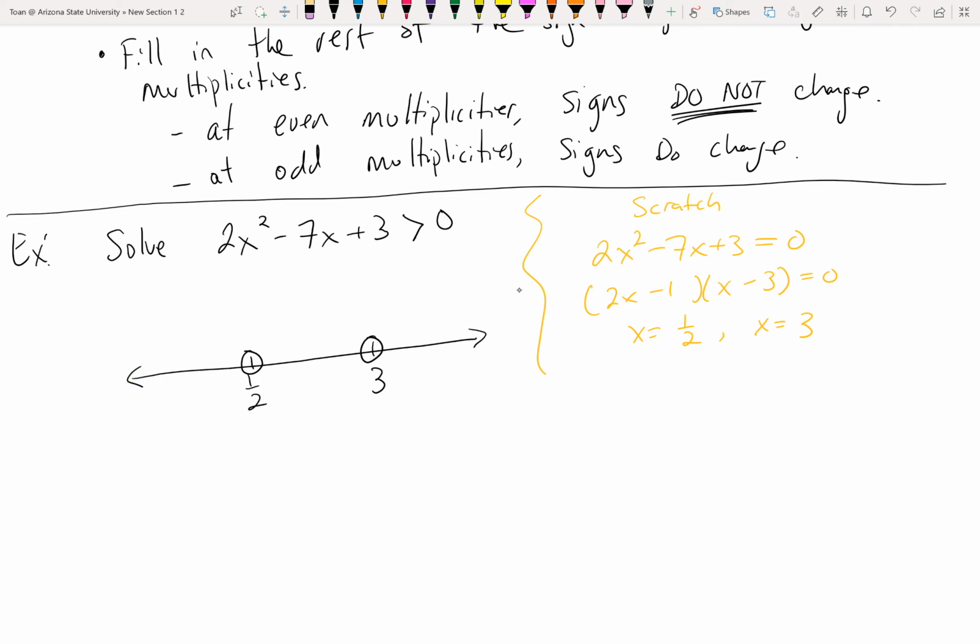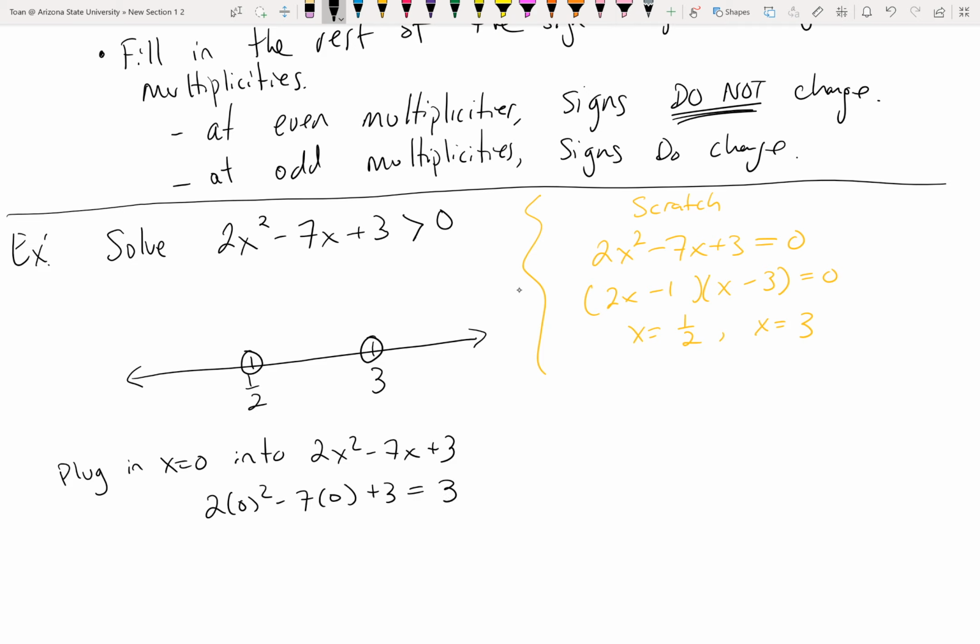You can plug in a -3, a -7, a 0.0215. You can literally plug in any number you want to the left of 1/2. I think 0 is a very convenient number to plug in. So I'm going to plug in x equals 0 into our expression here, 2x squared minus 7x plus 3. And if you do that, you get 0 squared minus 7 times 0 plus 3.